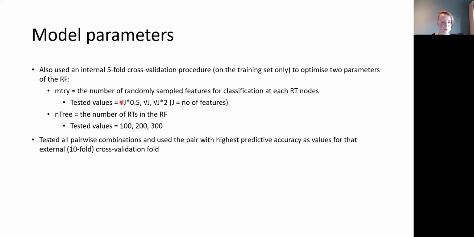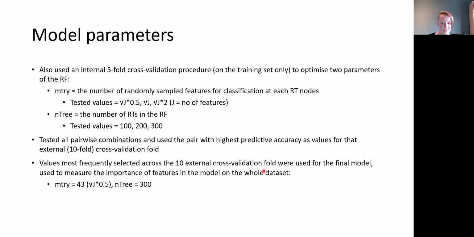They tested 3 different values for this, which is the square root of the number of features times 0.5, times nothing, or times 2. And they also optimized the number of trees in their random forest, looking at either 100, 200, or 300. And within these 5-fold cross-validations, they looked at all different pairwise comparisons. And then for their whole 10-fold cross-validation, they used the pair of these 2 values with the highest predictive accuracy, or the highest area under the ROC curve.